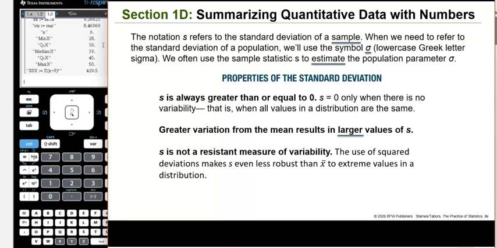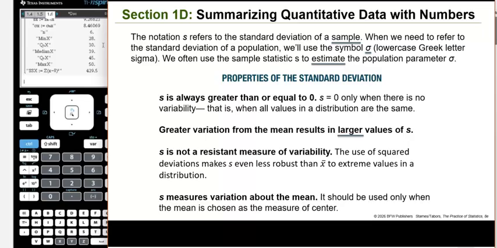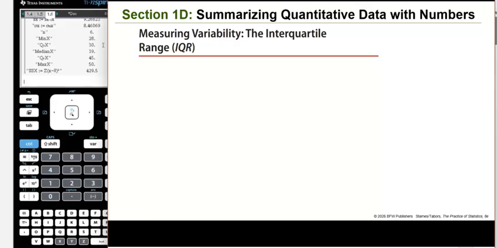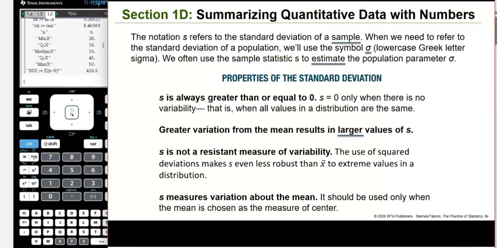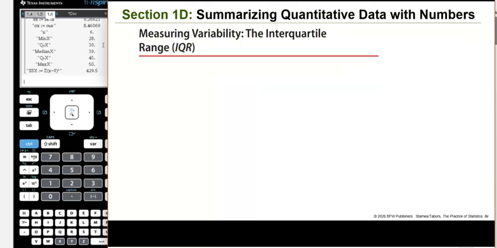S is not resistant, right? So if you have a value that's way away from the mean, it makes sense that the typical difference or deviation from the mean is going to go up, in some cases way up, from one extreme value. So S measures variation about the mean. It should only be used when the mean is chosen as measure of center. So mean and standard deviation go together hand in hand. Median and IQR go together hand in hand. Oh, we're about to learn about IQR.